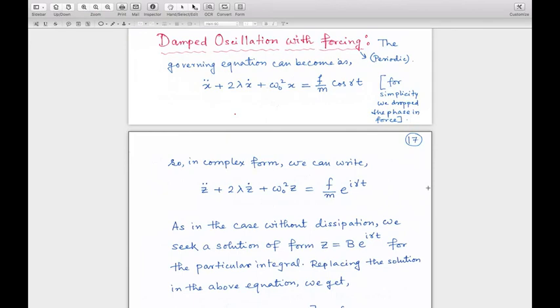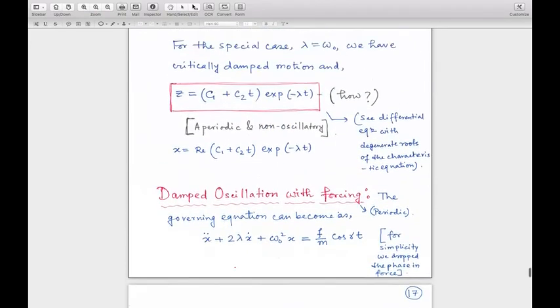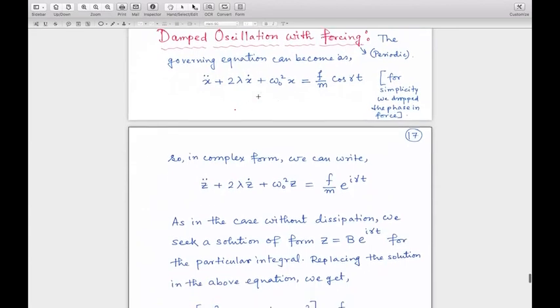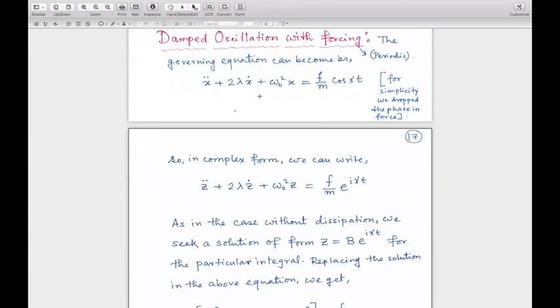For the case where lambda is exactly equal to omega 0, if you remember, we had a slightly different type of solution. This is still an exponentially decaying function, but it's now modulated by an affine function, or the C1 plus C2 t type of function of time. Okay, so this case is known as the critically damped case.